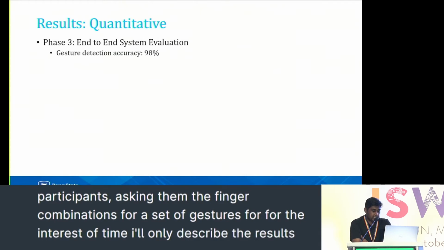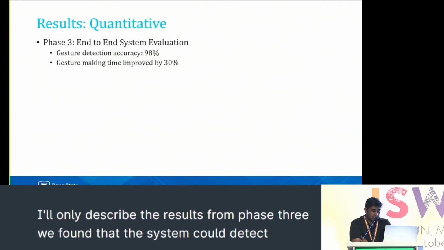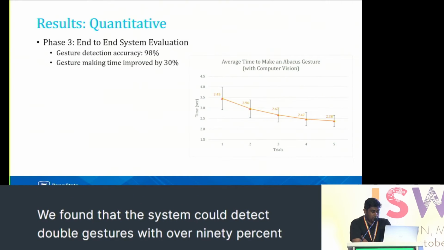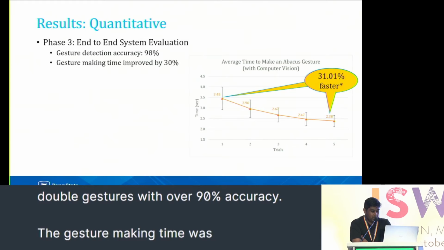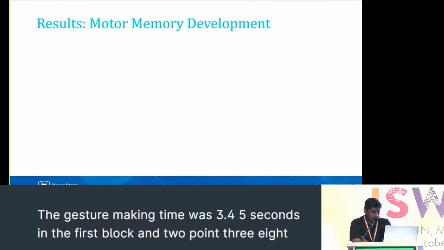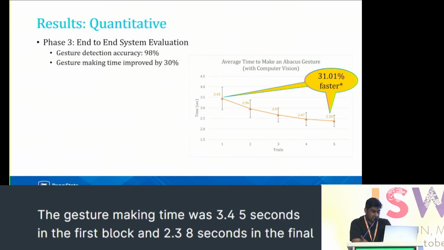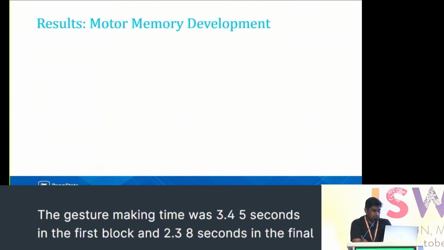We found that the system could detect the Abacus gestures with over 98% accuracy. The gesture making time was 3.45 seconds in the first block and 2.38 seconds in the final block, which was 31.01% faster. The learning was significant between these 5 blocks. We also observed which gestures were easy or difficult for users to develop motor memory, which means raising fingers simultaneously without counting one by one.